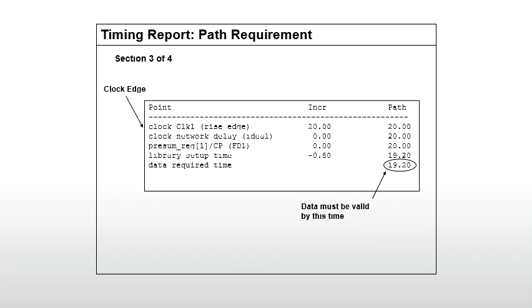The clock CLK1 begins at the rising edge with a time of 20 nanoseconds. The clock network delay is considered ideal, adding no extra delay. At this point, the flip-flop clock pin prism_reg1/CP aligns with the same 20 nanoseconds. The library setup time requirement subtracts 0.80 nanoseconds from this reference. This adjustment shifts the required arrival time to 19.20 nanoseconds. Thus, the data must be stable at the input before this required time. Together, these values define the setup timing check for the register in static timing analysis.